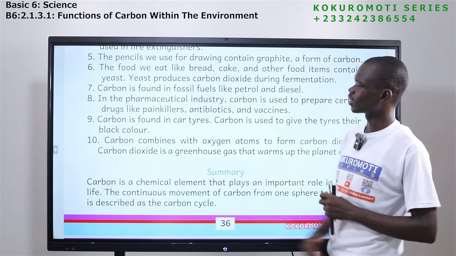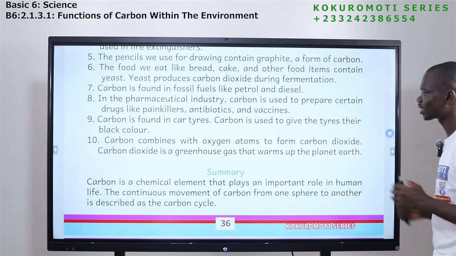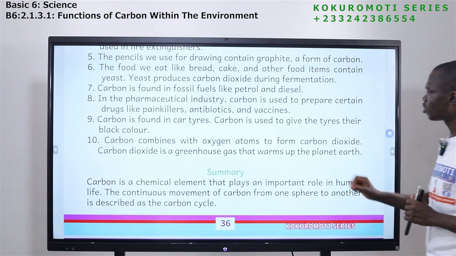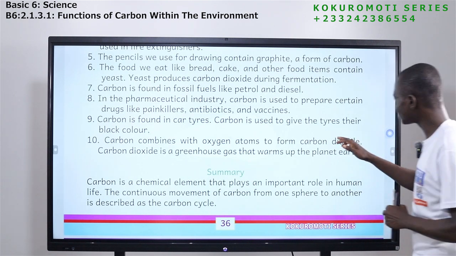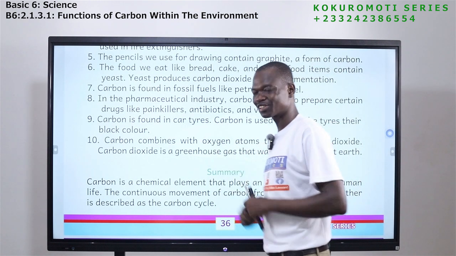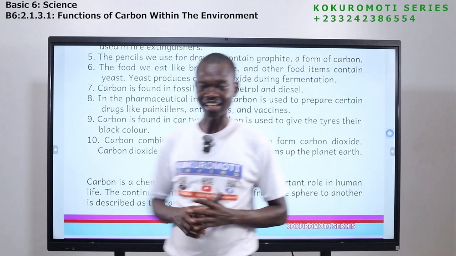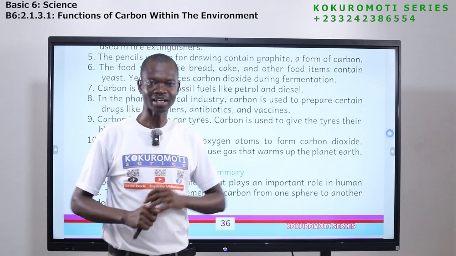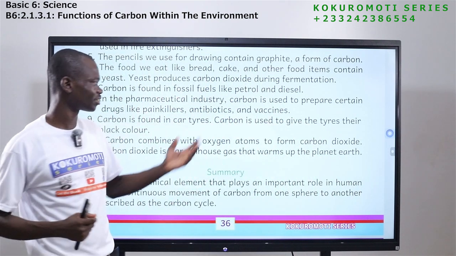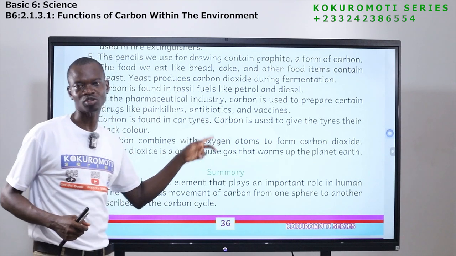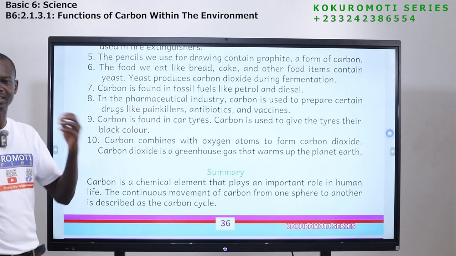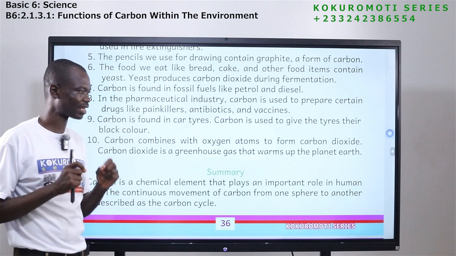Okay, so the next one, number 9, carbon is found in car tires. Carbon is used to give the tires their black color. So all the car tires, check their color. Almost all of them are black. The black color is as a result of the presence of what? Carbon. So the carbon gives the tires that black color.